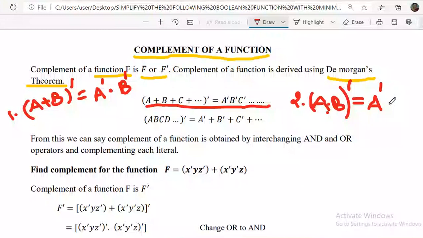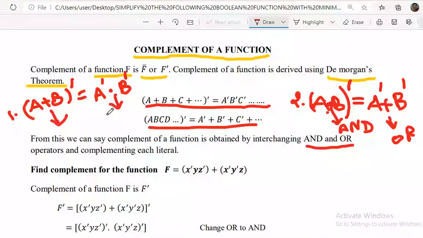OR function to AND function. So simply, what they say is: interchange the AND and OR operators and complement each literal. This is what you call complementing a function. Do you understand this statement, ma? Complement of a function. Shall we move on to the problem?